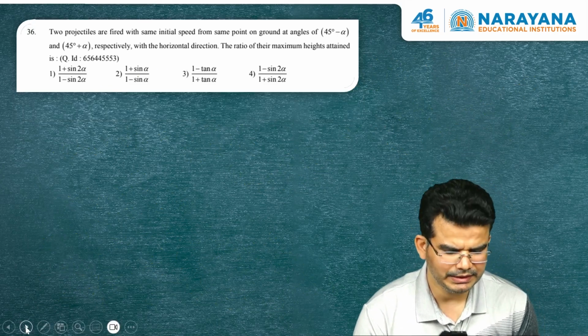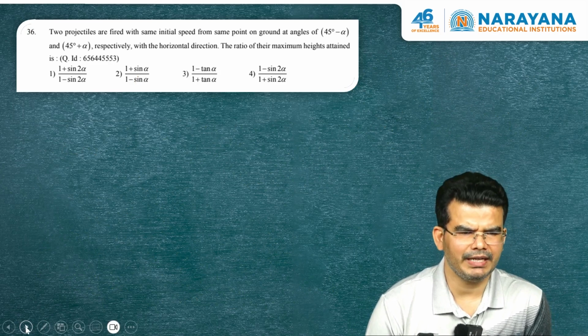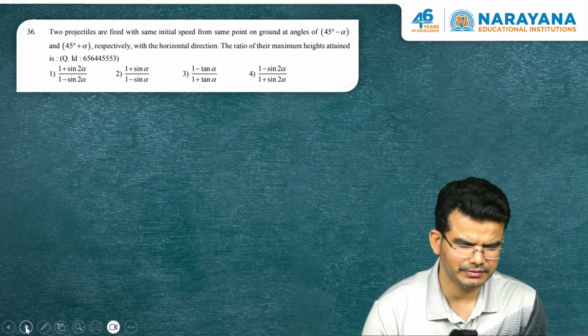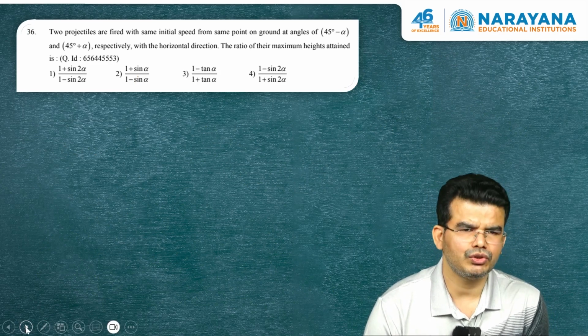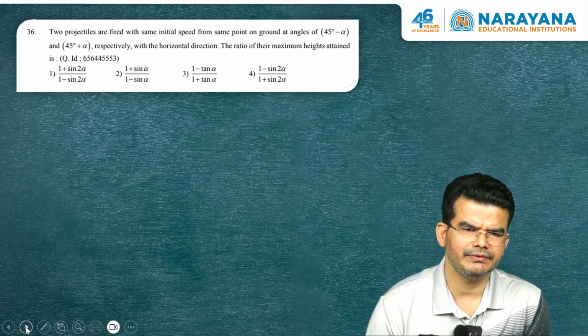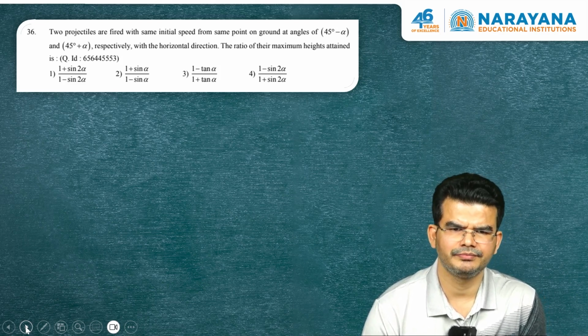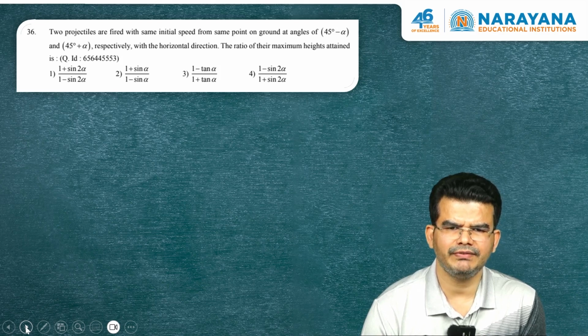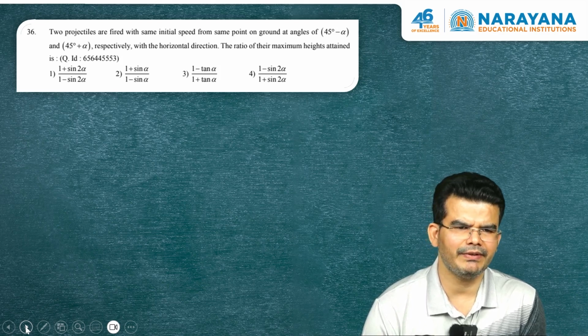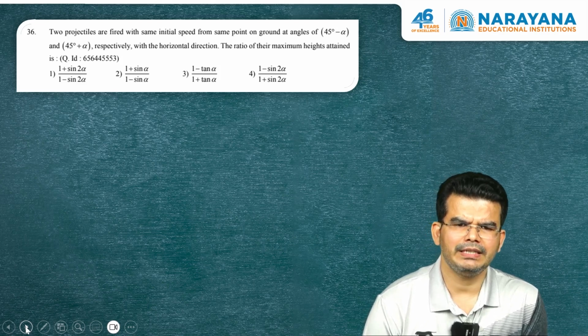Next question is, I think, two projectiles. So, I think it is from kinematics. Let us come to the question. Two projectiles are fired with same initial speed from the same point on ground at angles of 45 degree minus alpha and 45 degree plus alpha with the horizontal. So, angles are with horizontal, basic whatever formula we derive in the same way. There is nothing like vertical here. The ratio of their maximum height.